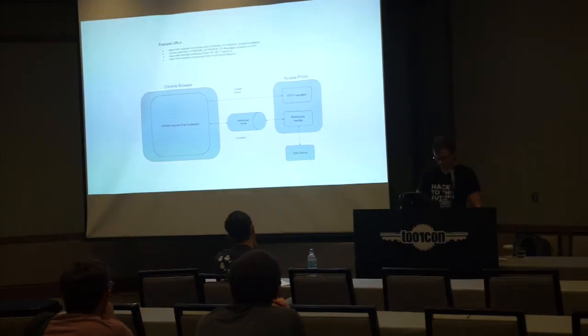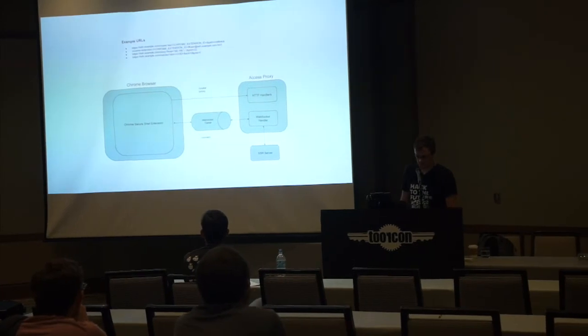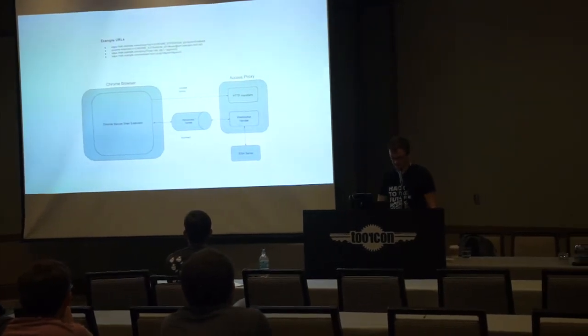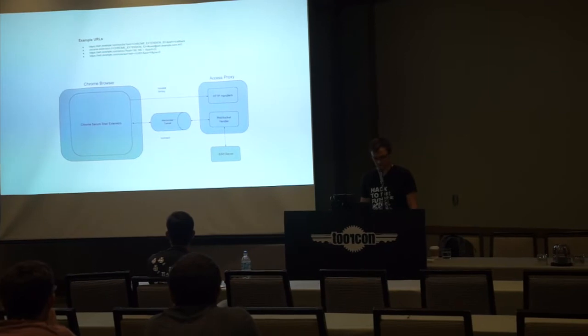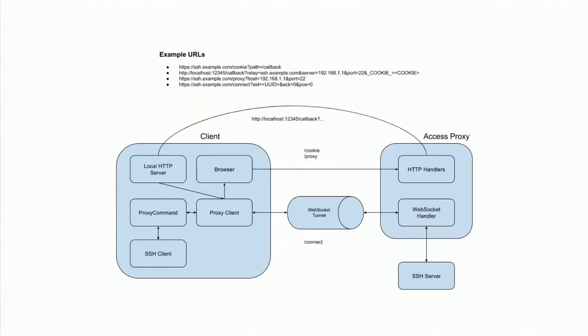So this is a somewhat simplified data flow diagram for how it works with Chrome Secure Shell. And then a slightly more complicated one, but for OpenSSH.